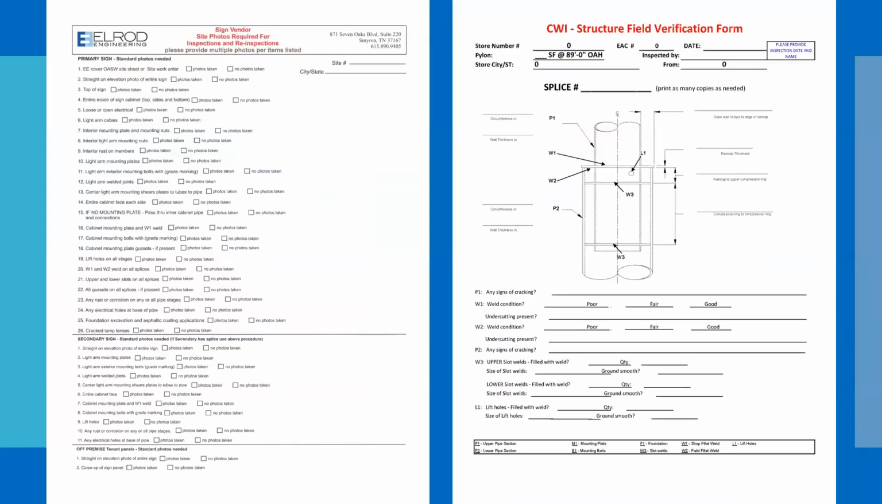On the left, you'll see a list of photographs. It looks exhaustive. It is exhaustive because, again, we've learned by doing these over the past 30 years, the more we spell out what needs to be done, the less likely something is going to be forgotten. On the right is just a typical detail where we need measurements on the multi-stage splice.